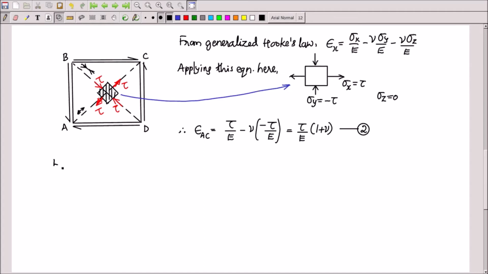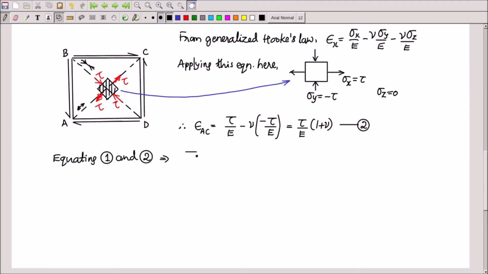Now equation 2 is epsilon AC is equal to tau by E into 1 plus nu. We can combine these two equations now. So combining equation 1 and equation 2, that is tau by 2G, this is the first equation, and second equation is tau by E into 1 plus nu. Now here tau can be cancelled on either side and we will get the relationship between G and E. So this will give you G is equal to E divided by 2 into 1 plus nu.